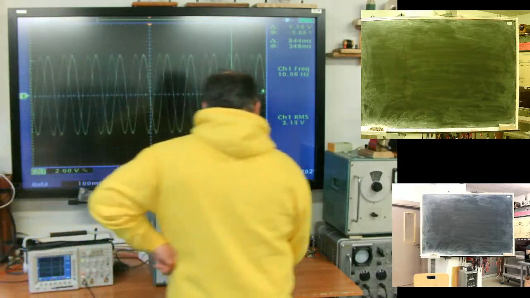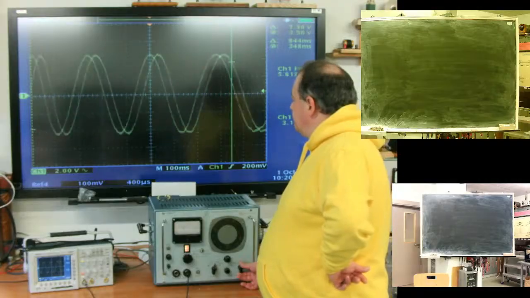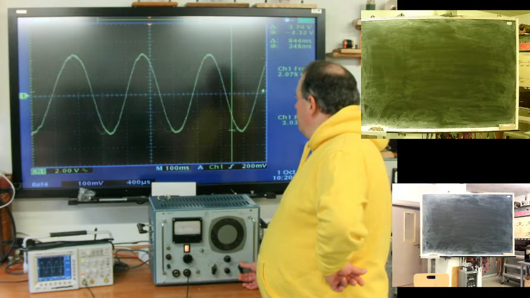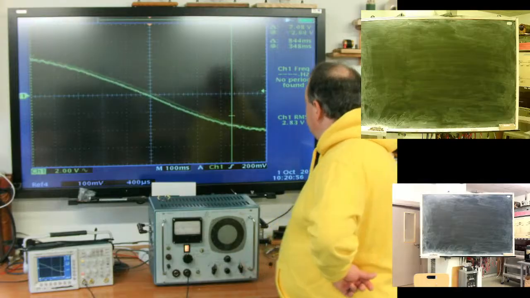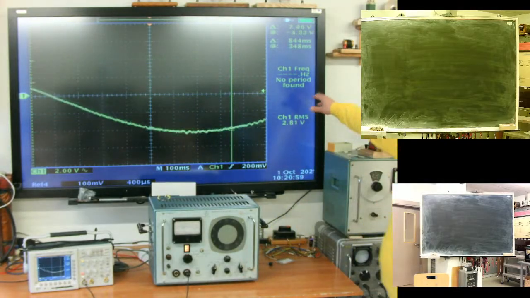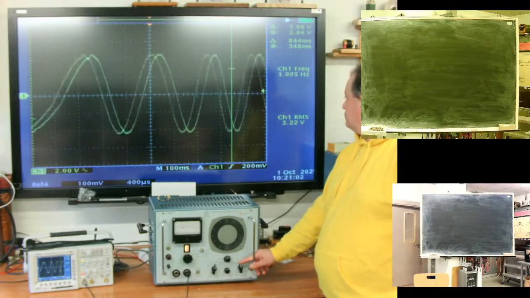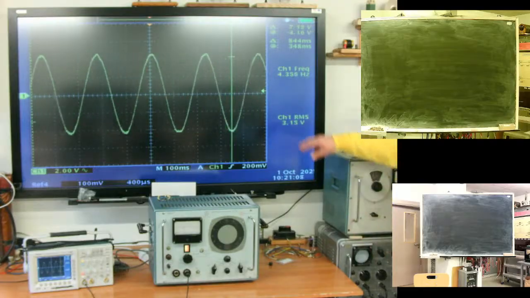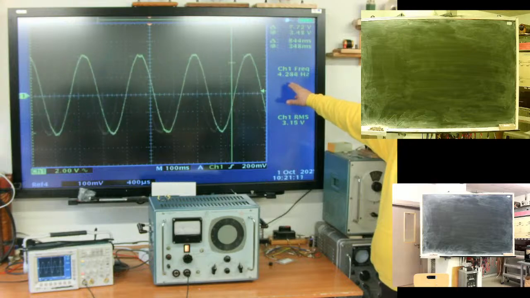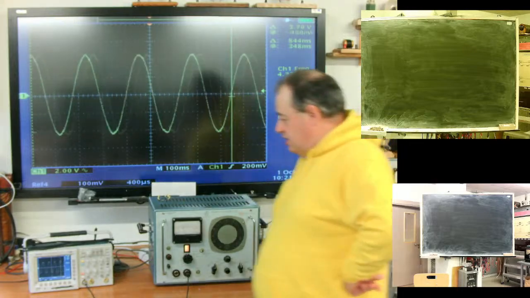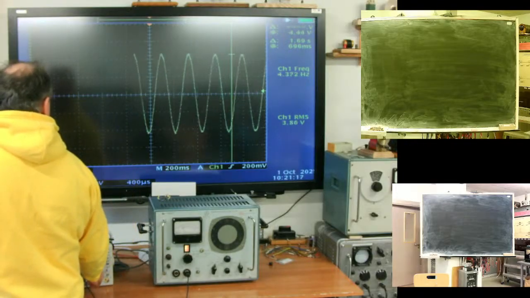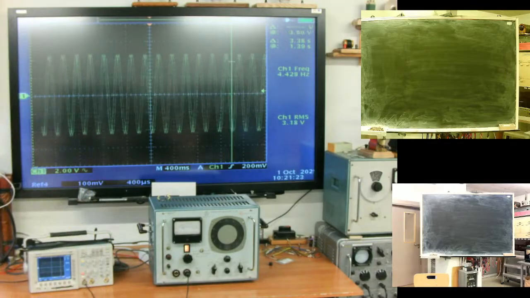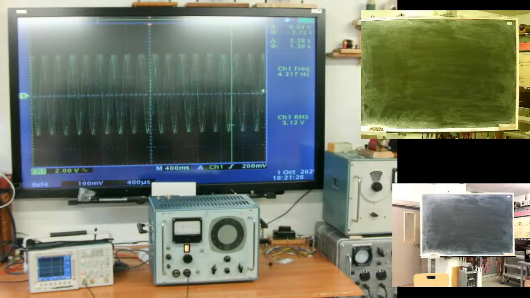Oh, I love this one. No period form. You see what my scope is showing? Oh, 4 hertz. Is it a 4 hertz signal? This one is better. 4 hertz. Sine with frequency 4 hertz.